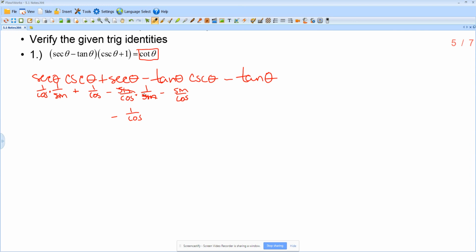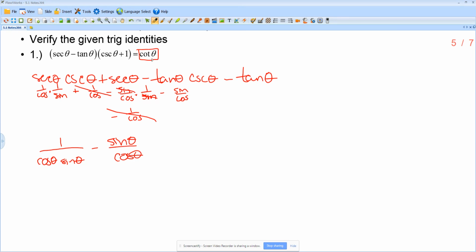You could see this 1 over cosine. And now this positive 1 over cosine, negative 1 over cosine can cancel. So what I'm left with is 1 over cosine theta, sine theta. That's coming from right here. I canceled out all of this, so minus sine theta over cosine theta.